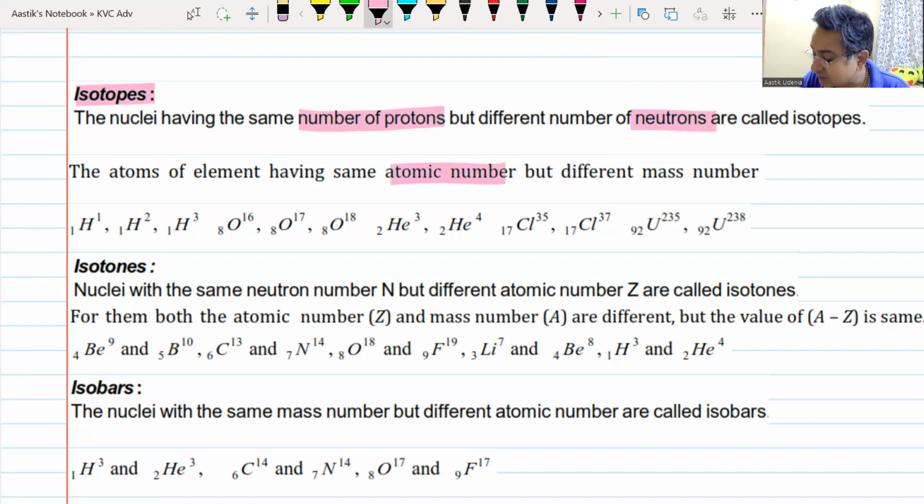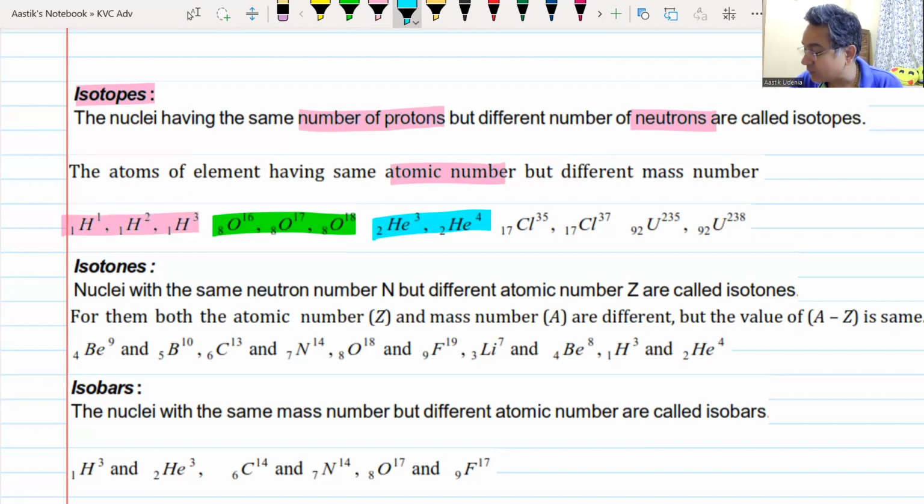Do we see this? These are three isotopes of hydrogen over here. These are three isotopes of oxygen written over here. These are two isotopes of helium. They have the same atomic number. That means they are from the same element, same atom, but different numbers of neutrons. Do we understand this? Yes, sir.